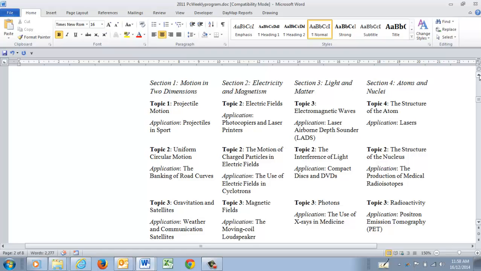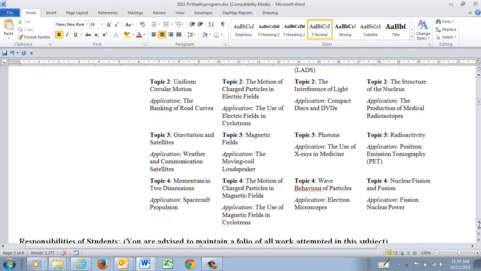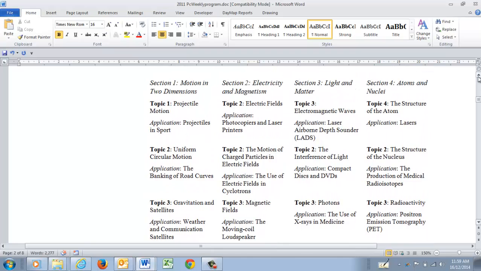Our third topic, light and matter, we look at electromagnetic waves, and the example there is our LIDAR system, which we use to survey oceans. Then we look at the interference of light, and the application there is how we read a CD or a DVD. Then the next topic is photons, and the application there is obviously X-rays, and then the wave behaviour of particles. We look at the electron microscope and how they work. It's very interesting, I think, the whole course itself.